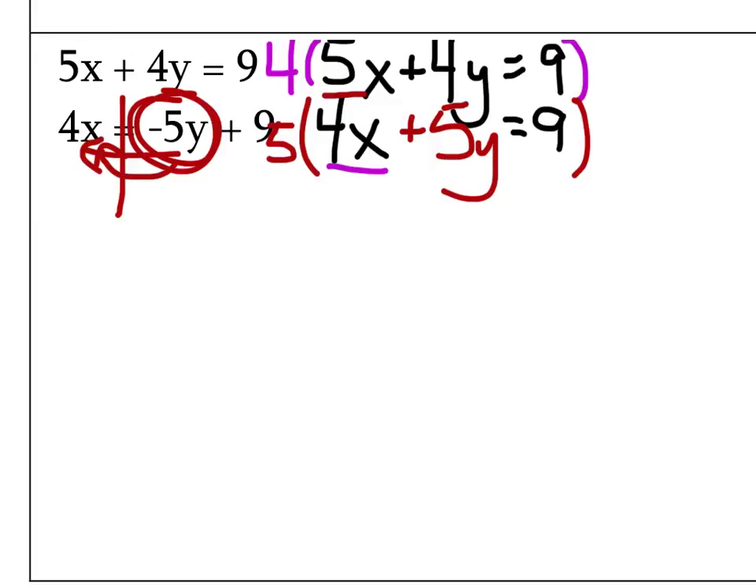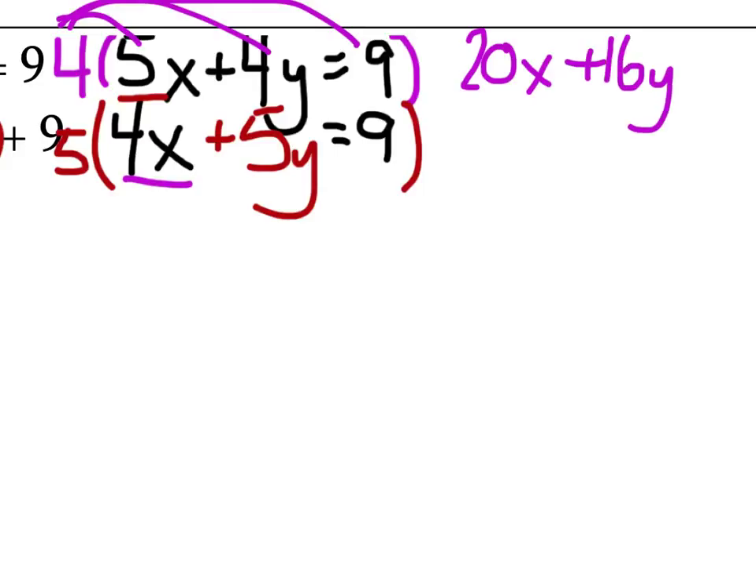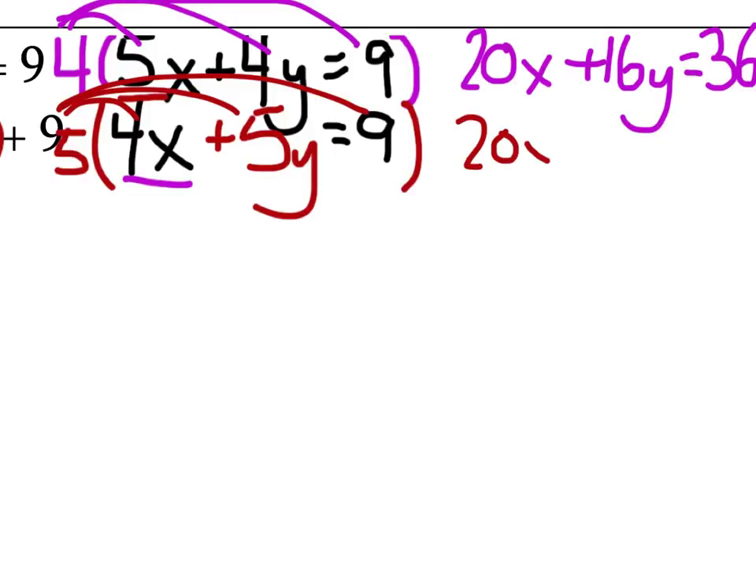Now we're just going to distribute these. Let's start with the top one. We're going to distribute the 4 everywhere. So what we get is 20x plus 16y equals 36. Let's do the same thing with that bottom one. We'll distribute this 5. 5 times 4x is 20x, plus 5 times 5y is 25y, equals 5 times 9, 45.